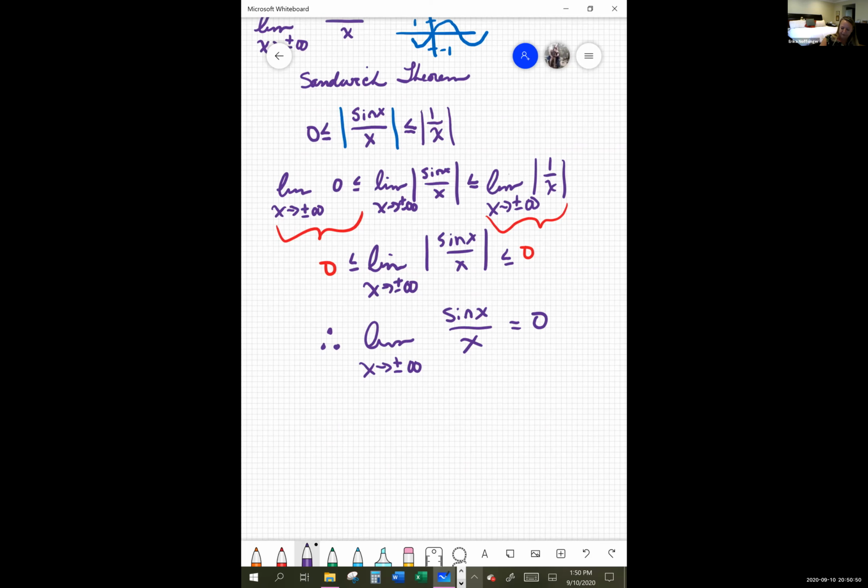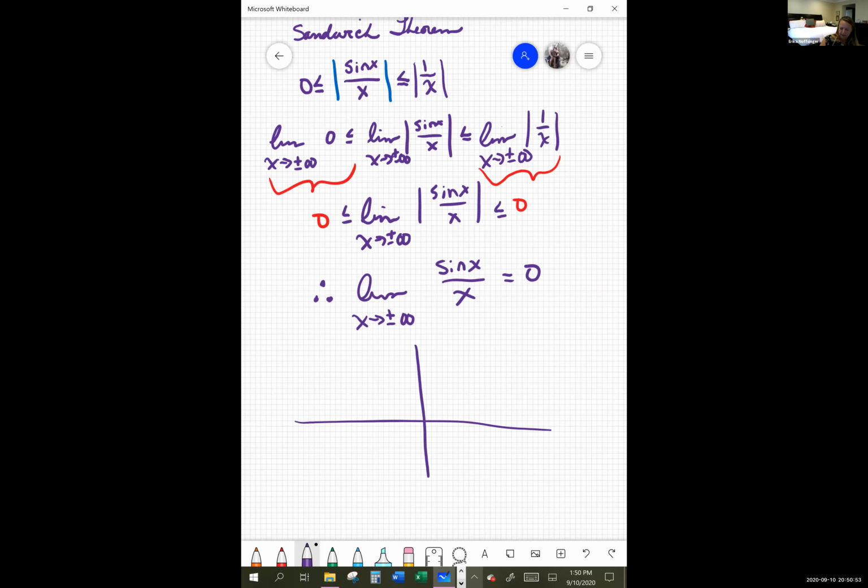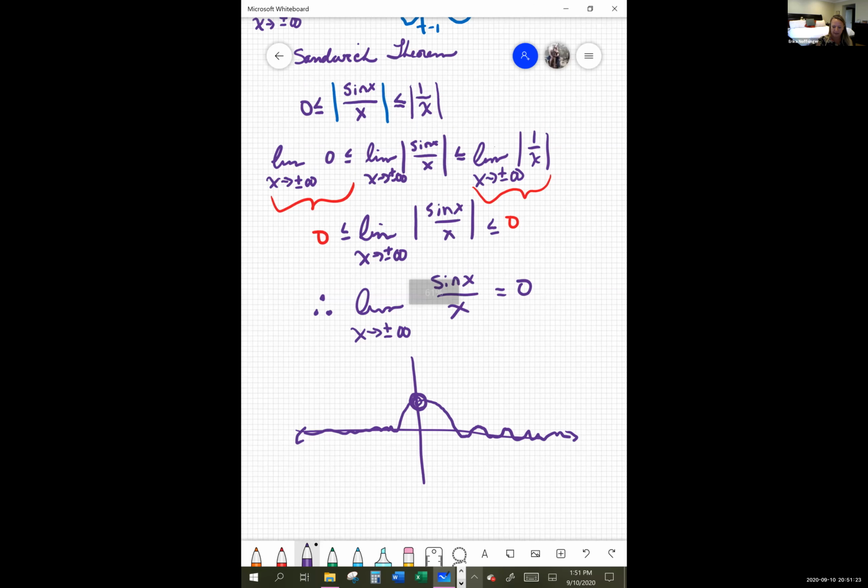If you graph it, what happens is it starts oscillating back and forth, but then it starts hugging this line in here. And remember, the other one that was really important for us is the limit as x approaches 0 of this value. We saw that it doesn't exist when x is 0, but it was approaching 1. And we used that to help us sometimes solve limits.